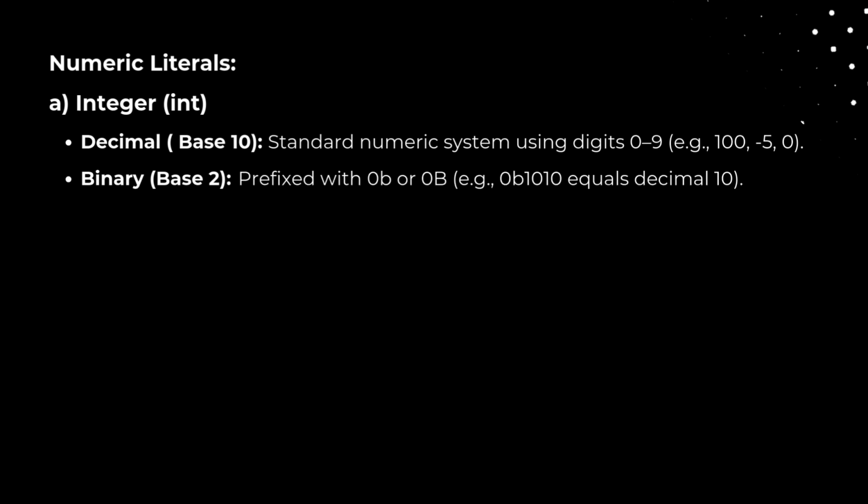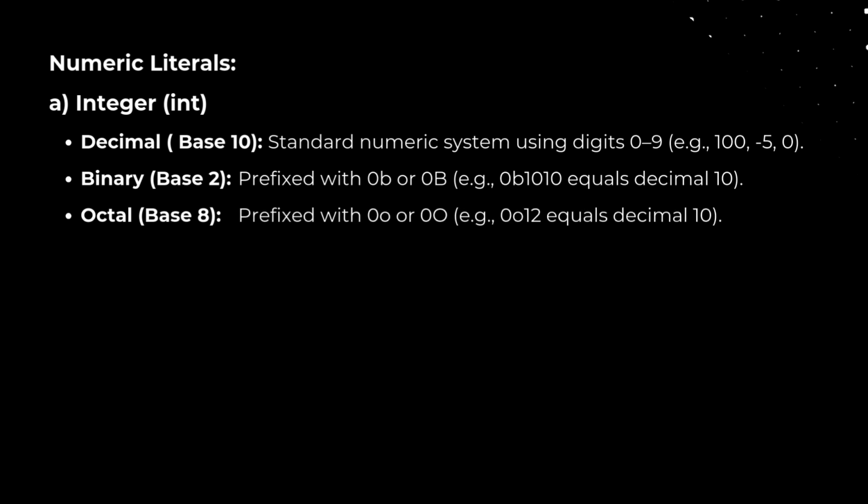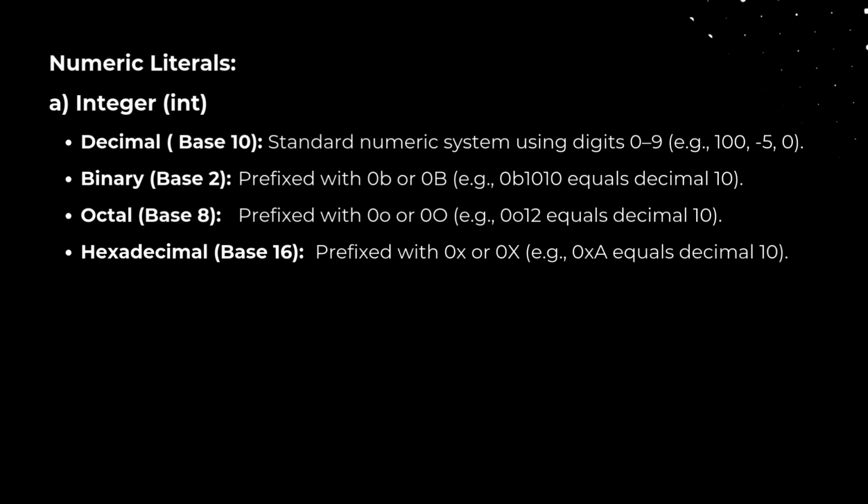Binary, base 2. Prefixed with 0 small b or capital B. Example: 0b1010 equals decimal 10. Octal, base 8. Prefixed with 0 small o or capital O. Example: 0o12 equals 10. Hexadecimal, base 16. Prefixed with small x or capital X. Example: 0xA equals decimal 10.